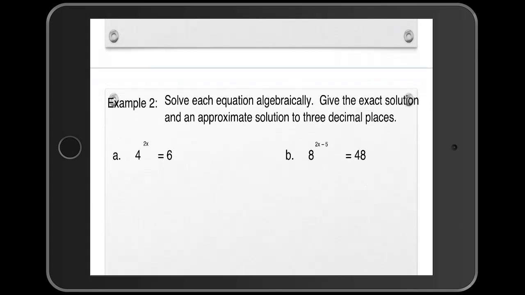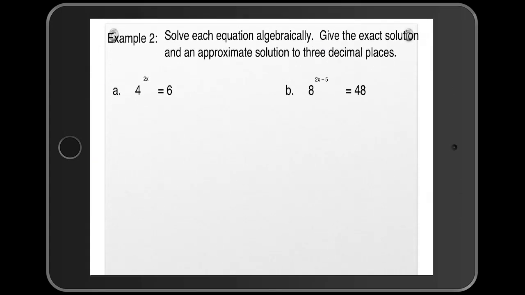First example, solve each equation algebraically. So it does not ask us to solve graphically anymore. It says use algebra. Give the exact solution and an approximate solution to 3 decimals. So let's keep that in mind, 3 decimal places.